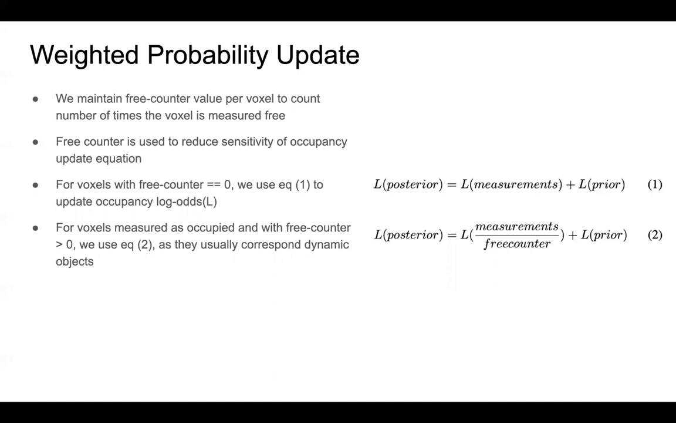For the voxels with a free counter value greater than 1, we use equation 2 on the right, where we divide the measurement update by the free counter value to slow down the measurement update. The intent behind this is to make it hard to increase the occupancy probability of a voxel which has been measured free previously.